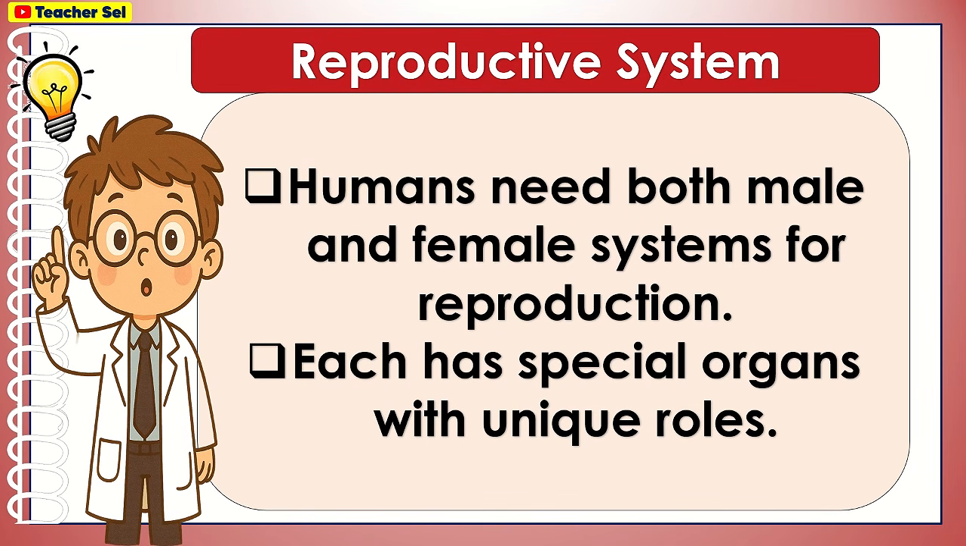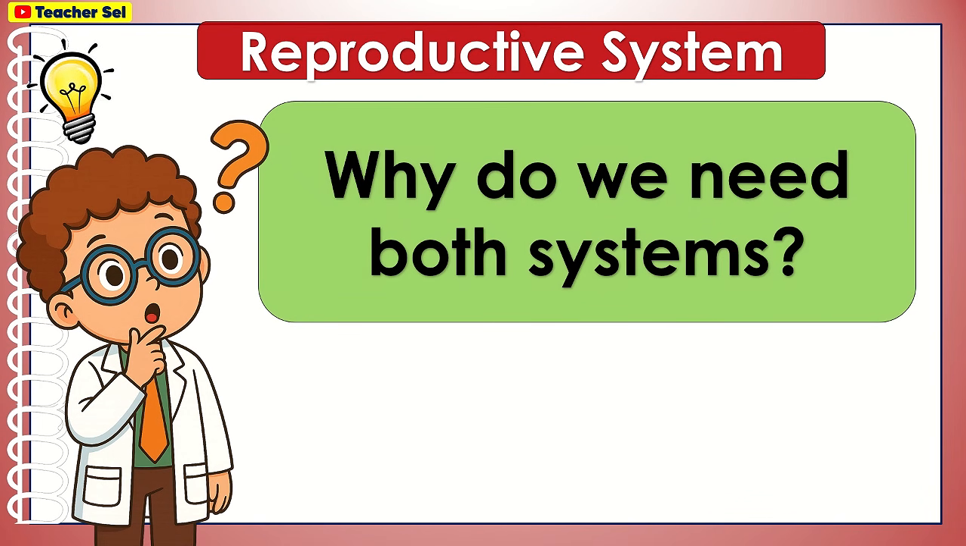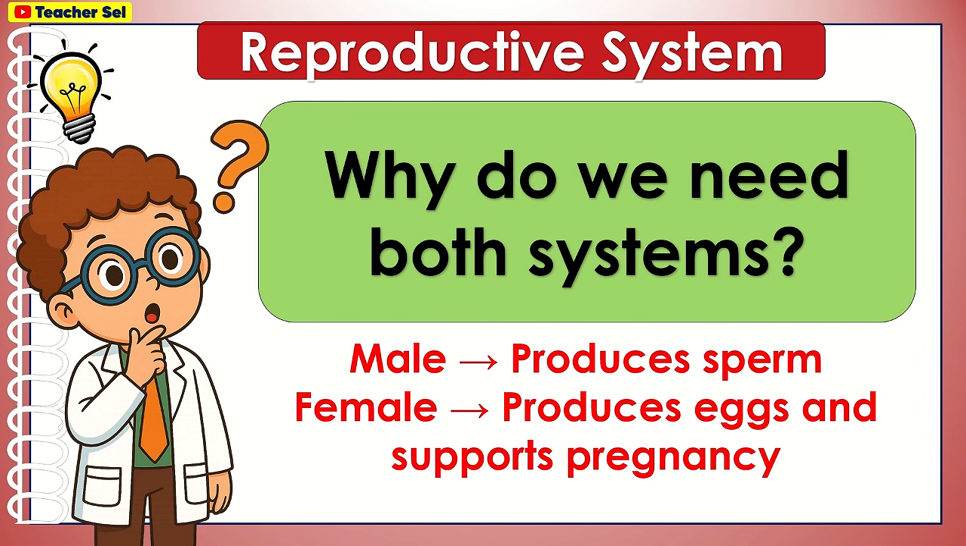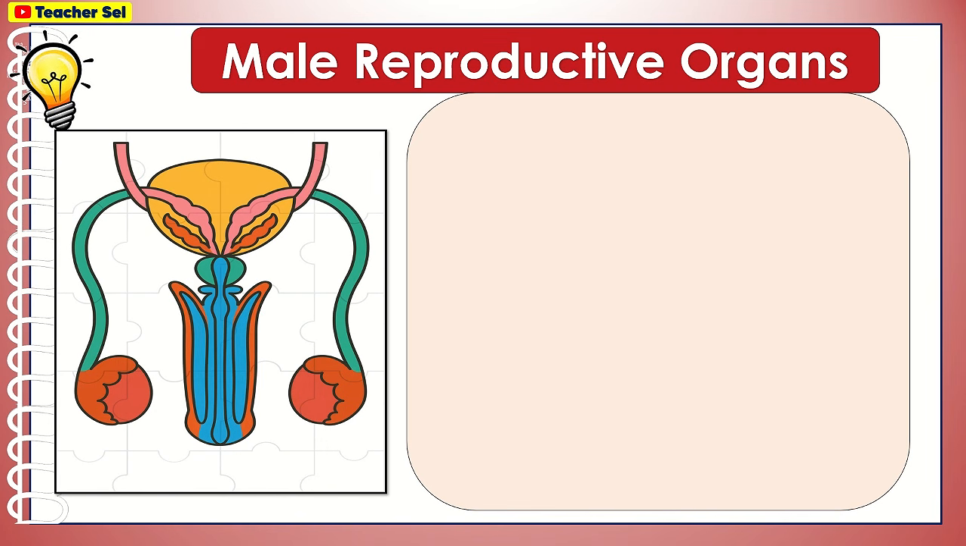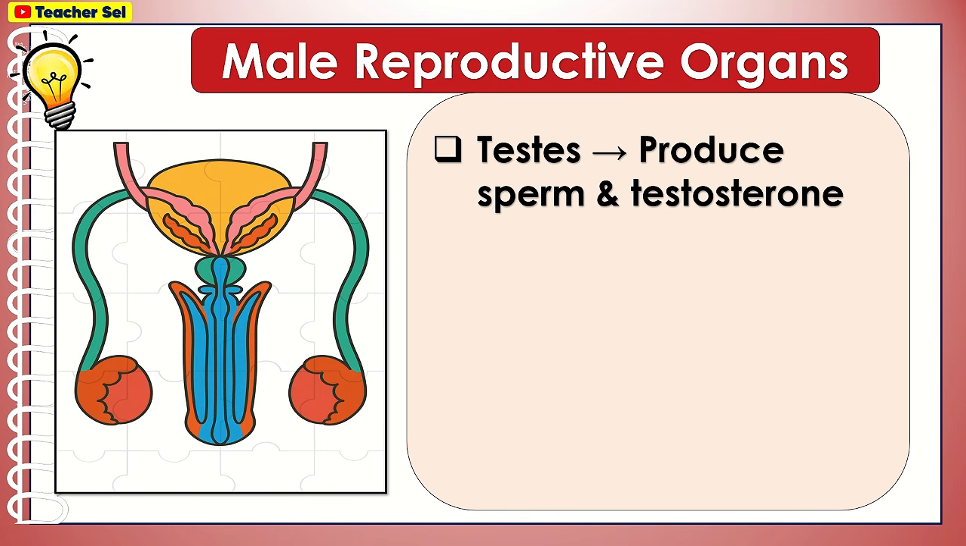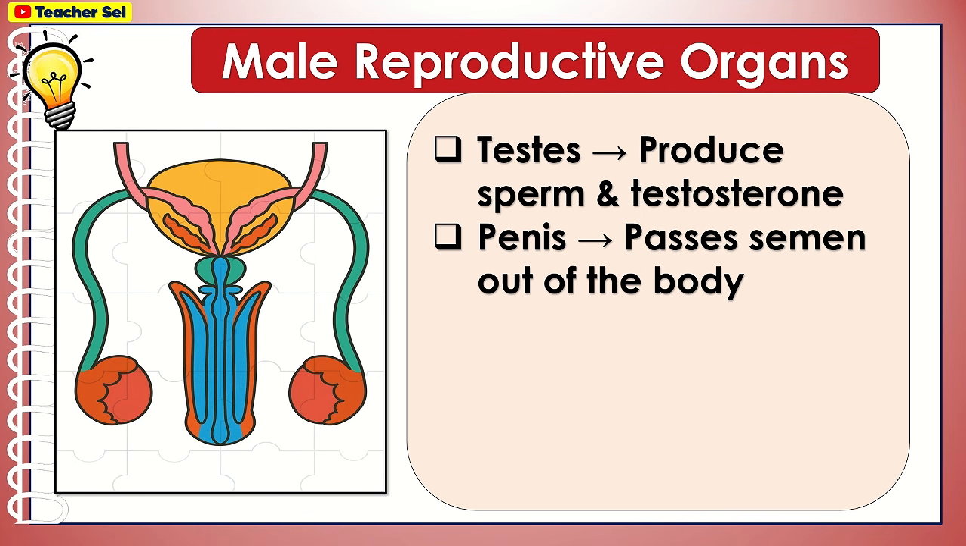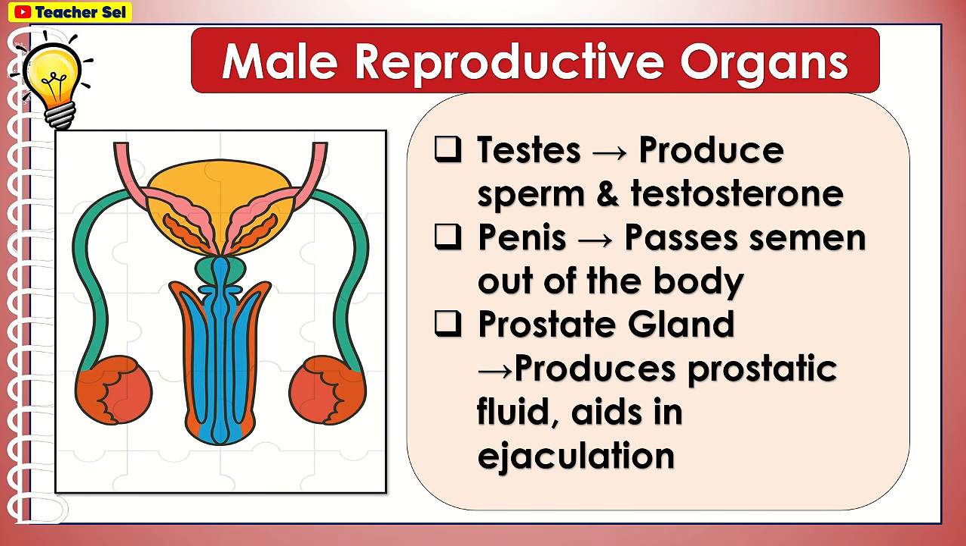Reproductive system. Humans need both male and female systems for reproduction. Each has special organs with unique roles. Why do we need both systems? Male produces sperm. Female produces egg and supports pregnancy. Male reproductive organs. Testes produce sperm and testosterone. Penis passes semen out of the body. Prostate gland produces prostatic fluid, aids in ejaculation.